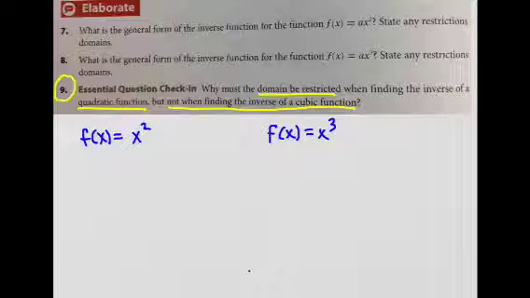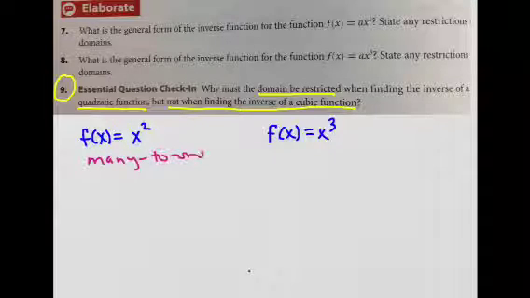Okay, for number 9, they're asking you to explain why the domain has to be restricted when you're looking for the inverse of a quadratic function, but not when you're finding the inverse of a cubic function. The easiest way to explain that is that the square function is many-to-1, whereas the cube function, or cubic function, is 1-to-1.